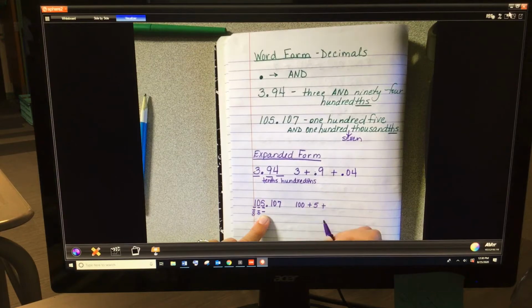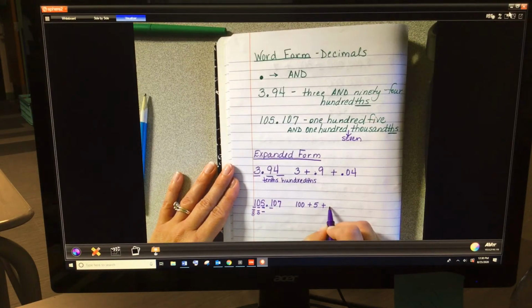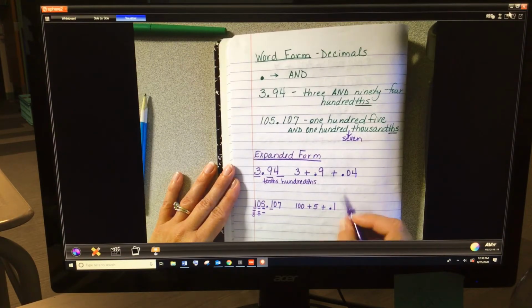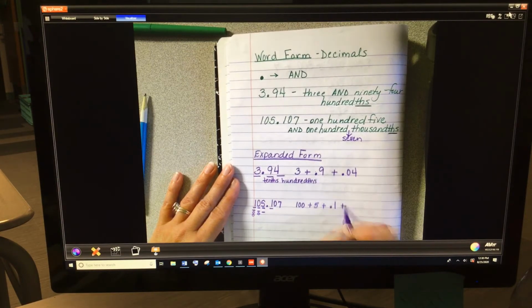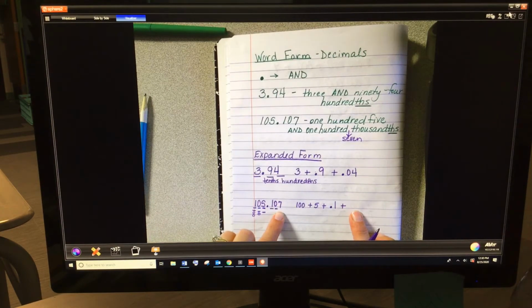Now plus. Now let's go after the decimal. We said this was the what place value? The tenths. So we have point what? 1/10. Plus, we don't have any hundredths because we have a 0 there, so we don't have to write it down. But now we have 7 what?